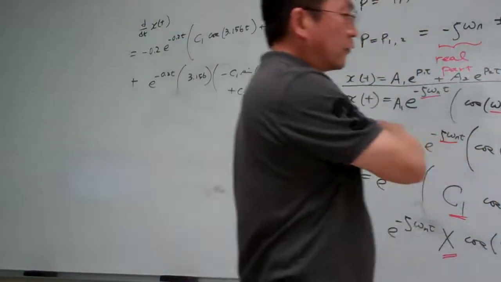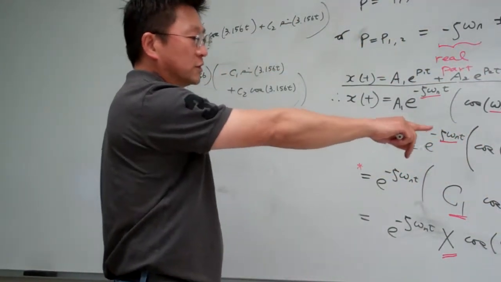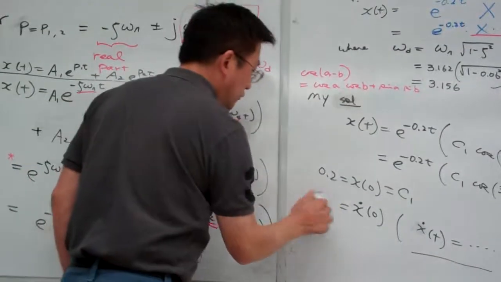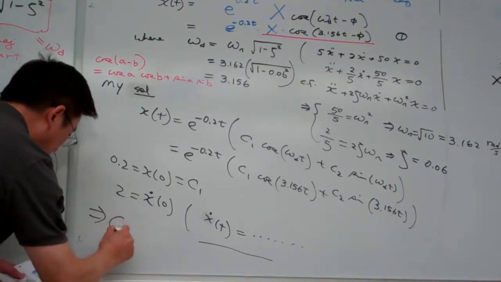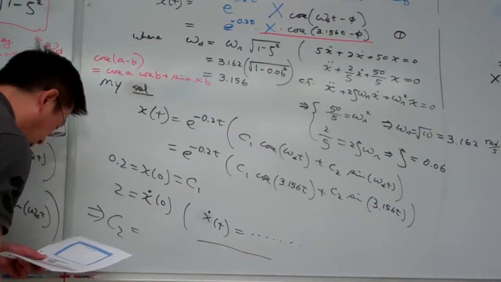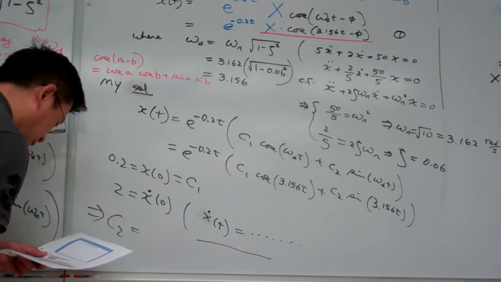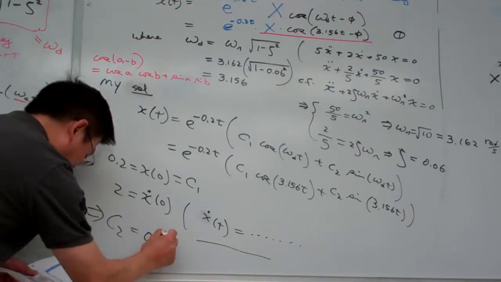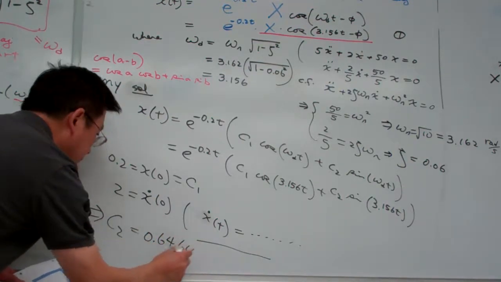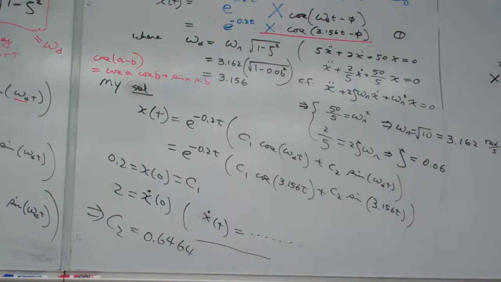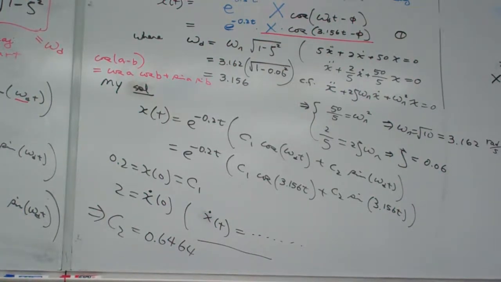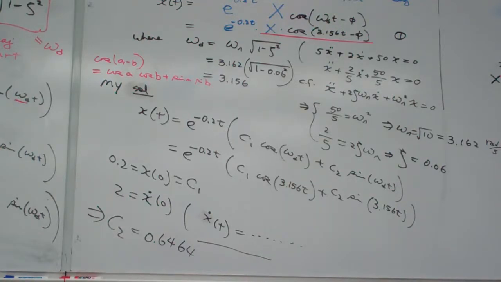So once you have that form, you simply plug t equal to 0 and x dot equal to 2 and solve for C2. So therefore you can have C2 equal to 0.6464. So in this way we completely solve this problem. Okay? So that we can take that.